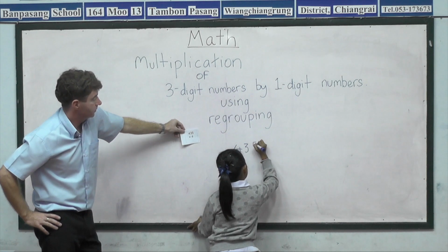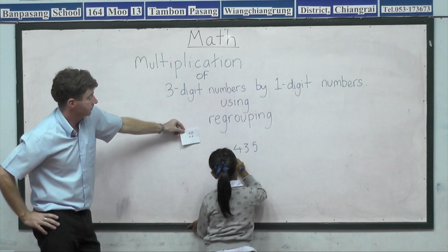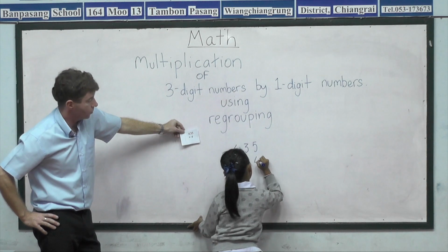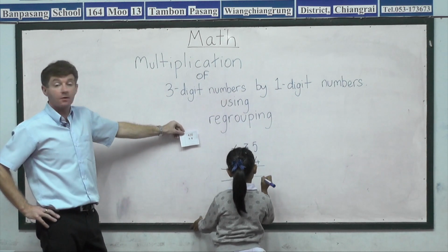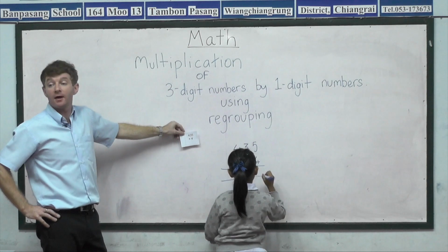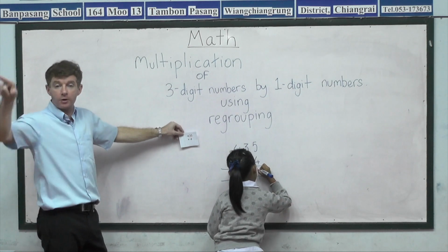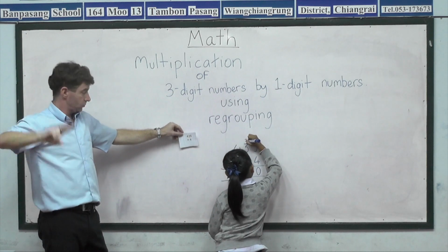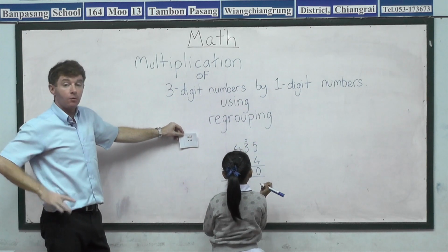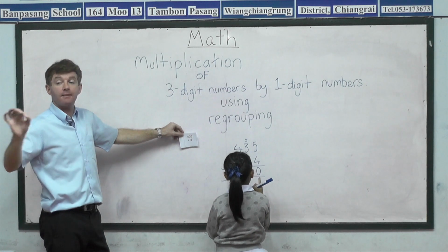435 times 4. Excellent. So step 1, what do we need to do? 4 times 5 equals 20. So we write 0, carry over 2.